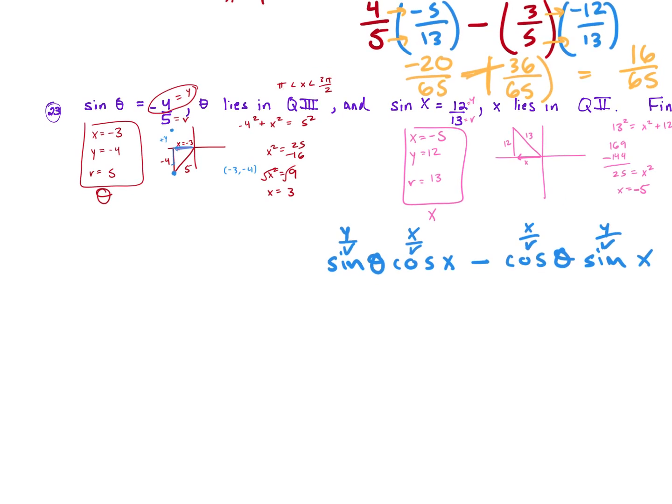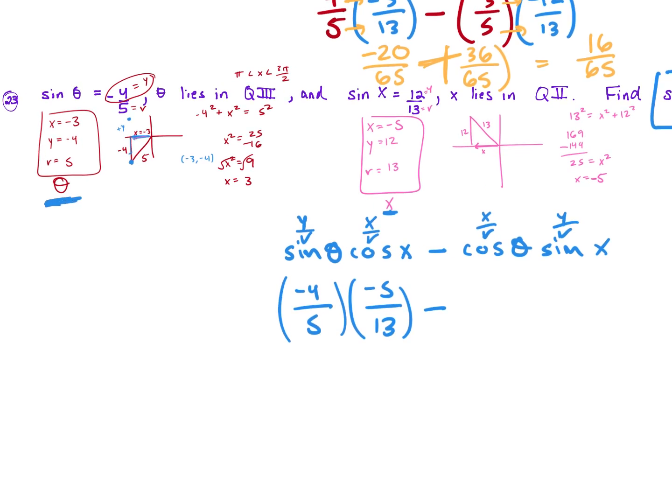So sine of theta, we're looking at this one. Y is -4, and r is 5. Cosine of x, we're looking at this triangle, the pink one. So x is -5, and r is 13. Minus cosine theta, so we're looking at our theta triangle. Cosine is x over r, so -3 over 5. And sine of x, so we're back to our x triangle. Sine is y over r, so 12 over 13.